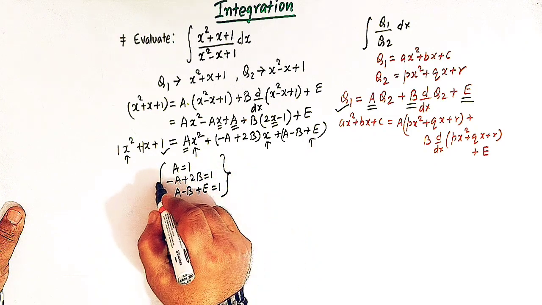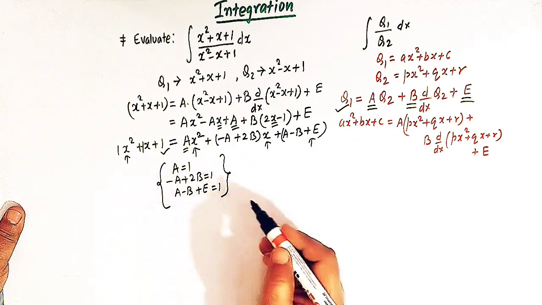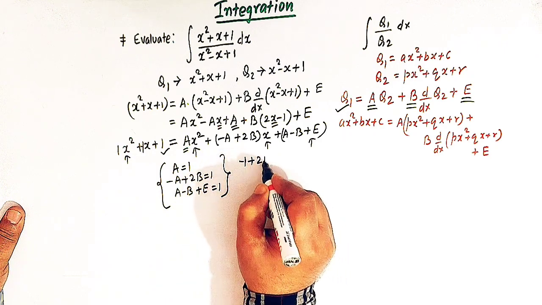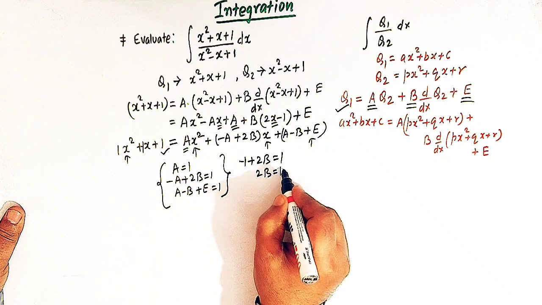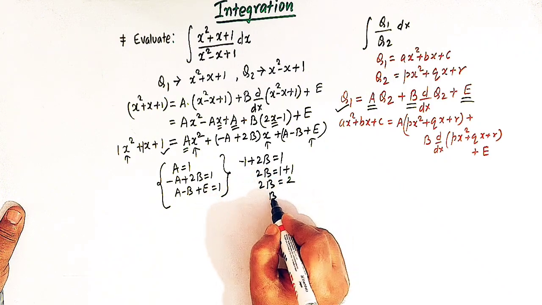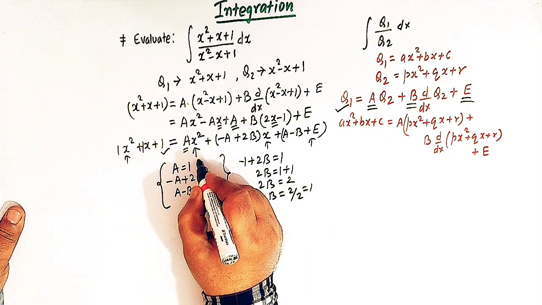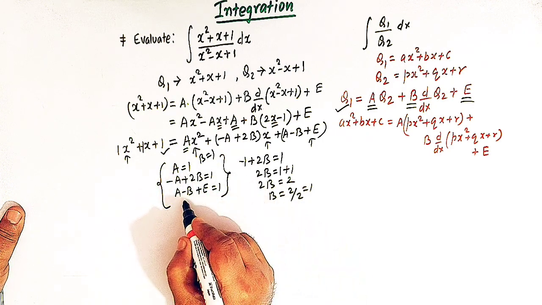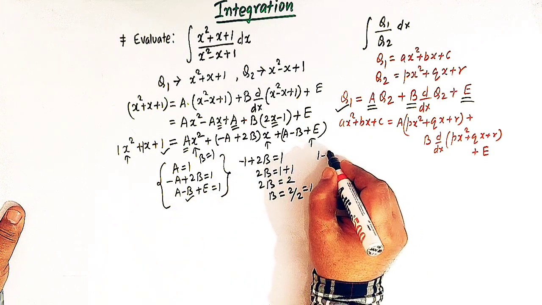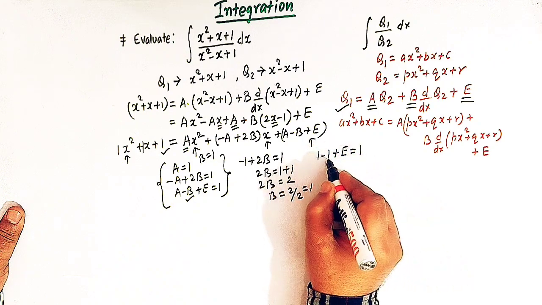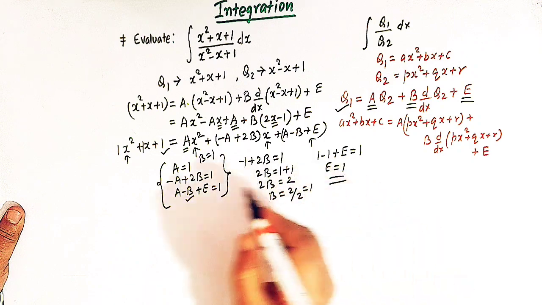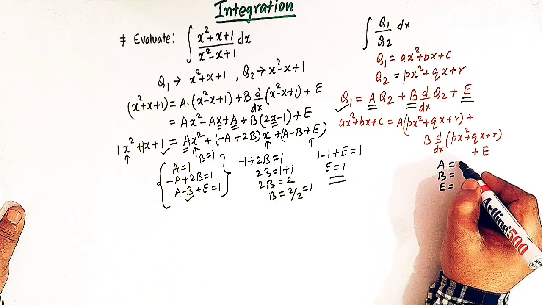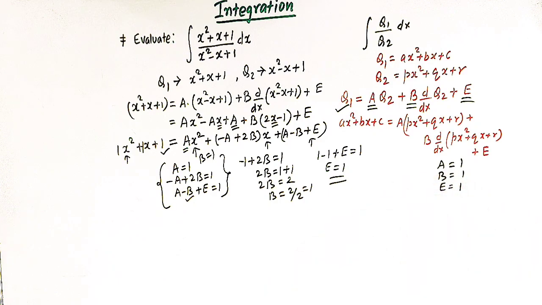So now we have three equations and three variables. Here a is 1. Taking a is equal to 1 in this equation, we have minus 1 plus 2b is equal to 1. So 2b is 1 plus 1, 2b is 2, so b is 2 over 2, that is 1. So the value of b is 1. Now taking the values of a and b in the third equation, we have 1 minus 1 plus e is equal to 1. So this is 0, and we have e is equal to 1. So we have obtained the values of a, b and e as 1.